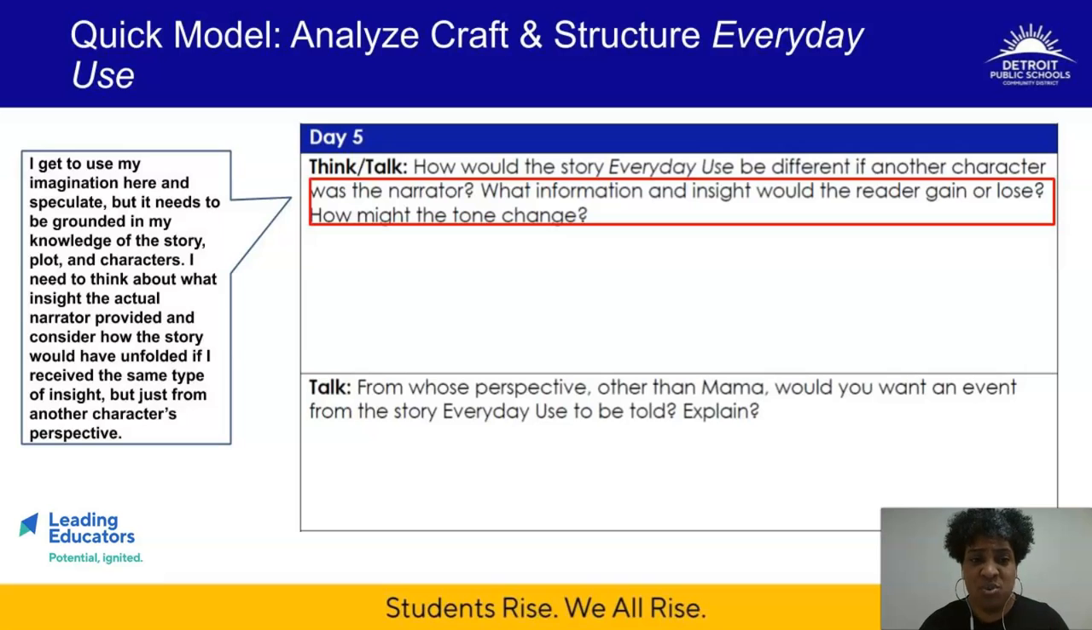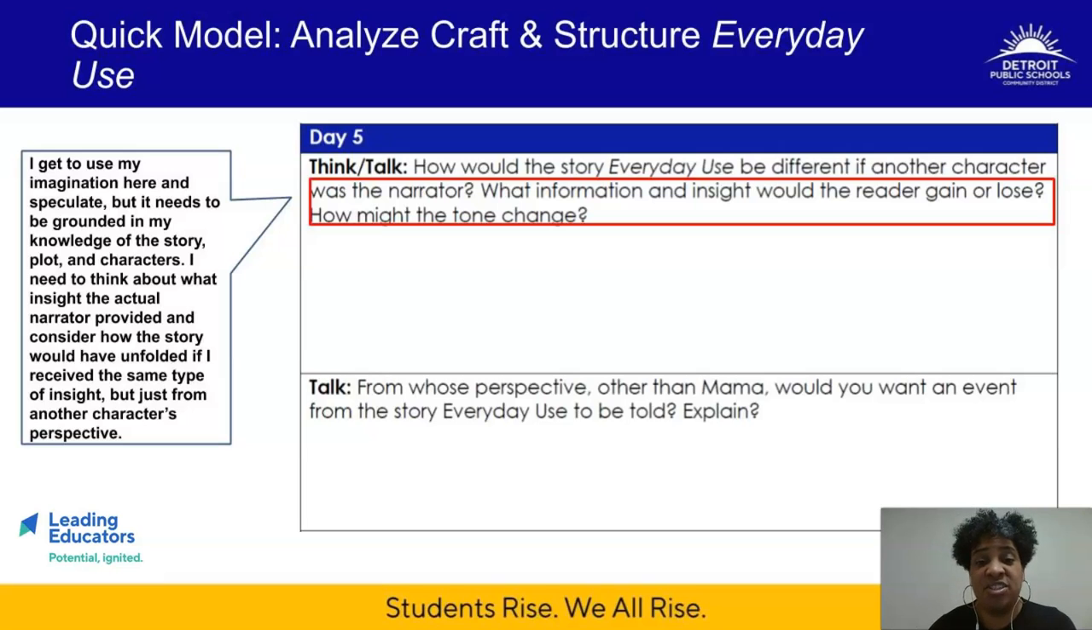So make sure that you think about this insight that the narrator brings to the story and consider how the story would unfold based on the plot that you know, if you would have received the same type of information just from another character's perspective. So keep all of that in mind. You don't want it to be too far-fetched. You want it to be anchored in what you know to be true about the overall trajectory of the plot and the characters that Alice Walker has built out for us.